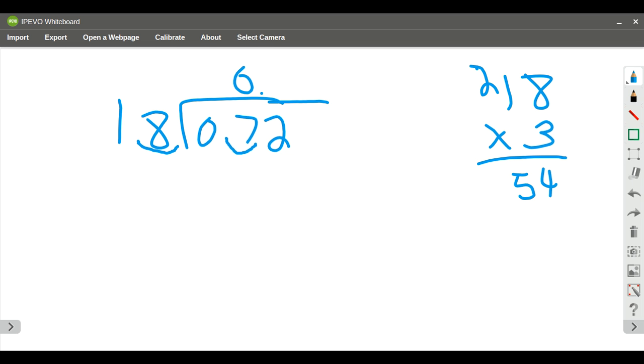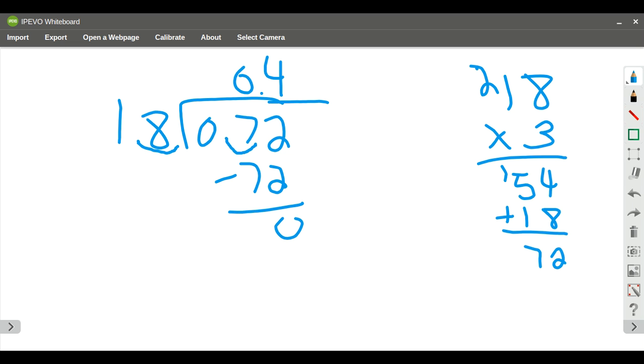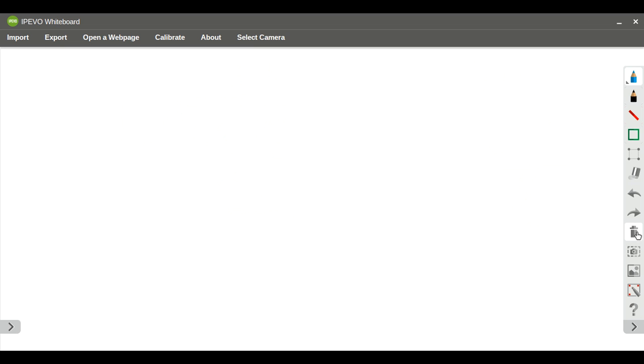I can probably get another 18 in there. So I'm just going to add 18 instead of doing 18 times 4. 4 and 8 is 12, so I put down the 2. I regroup the 1. 1, 5, and 1 is 7. So 18 is going to go into 72 4 times. 18 times 4 is 72. I'm going to subtract. I have 0 left over. All right, so let's take a look at our next problem.